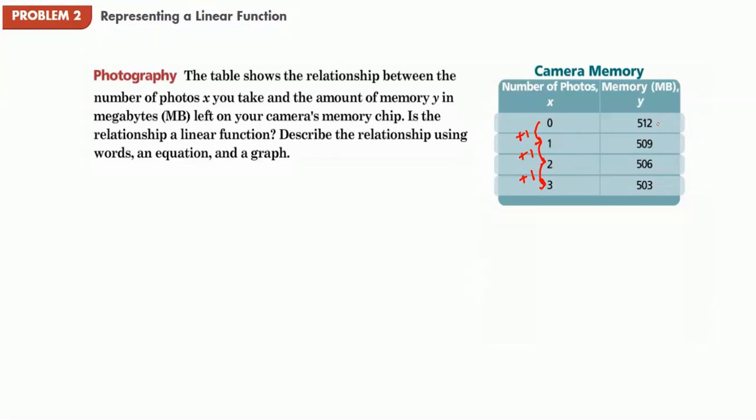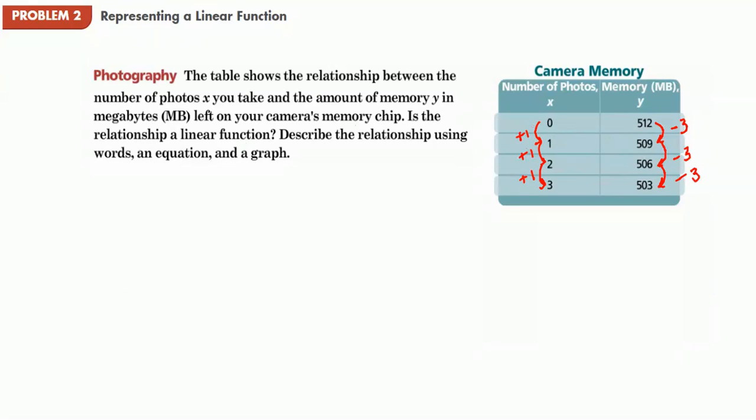If we look at the memory, we went from 512 to 509, which means we are decreasing 3 megabytes. And then it occurs every single time at a constant of 3. So we're reducing every single time by 3 megabytes. So that's going to be very important for us to come up with the equation.